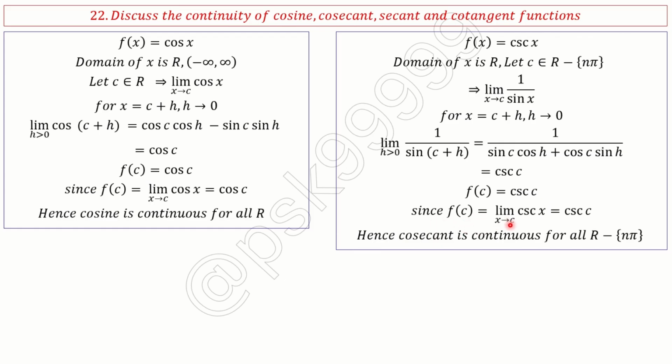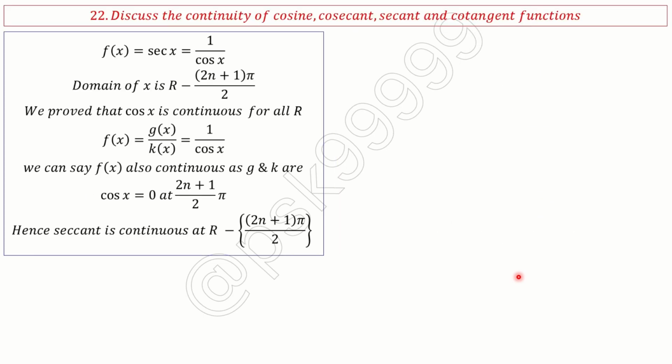So since f of c equal to the limit of x tends to c of cosecant x, which is also cosecant c, it is continuous for all values of R except where sin is 0, which is n pi. Correct? So the domain is R minus n pi, and in this domain it is continuous. That's it. Similarly, you can do for secant x. For secant x, it is continuous at all points of R minus (2n plus 1) pi by 2, wherever cos is 0, basically.